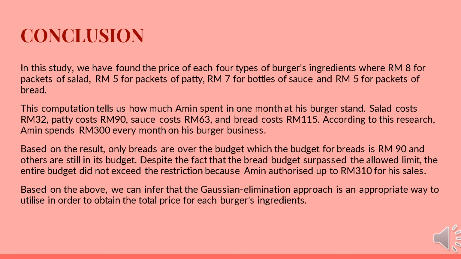Based on the result, only bread is over the budget, which means the budget for bread is only 90 ringgit, and the others are still within budget. Despite the fact that the bread budget surpassed the allowed limit, the entire budget did not exceed the restriction because Amin authorized up to 310 ringgit for his sales. Based on the above, we can infer that the Gaussian elimination approach is an appropriate way to obtain the total price for each burger ingredient.